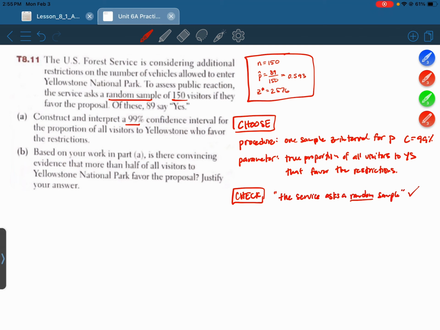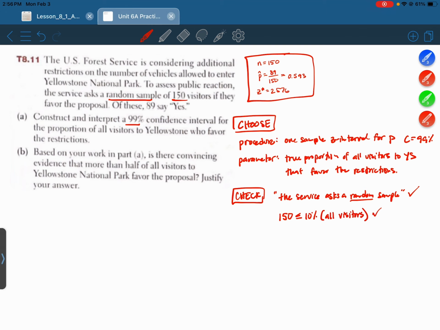The 10% condition. We're going to ask ourselves, is 150 visitors less than or equal to 10% of all visitors to Yellowstone? If you're not aware, Yellowstone is one of the more popular national parks, and they get millions, at least hundreds of thousands of visitors every year. So this is likely to be true.